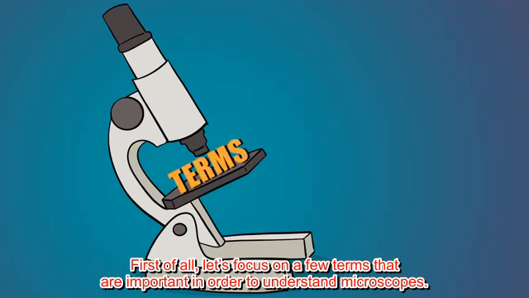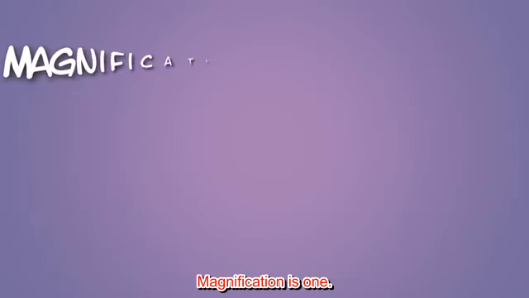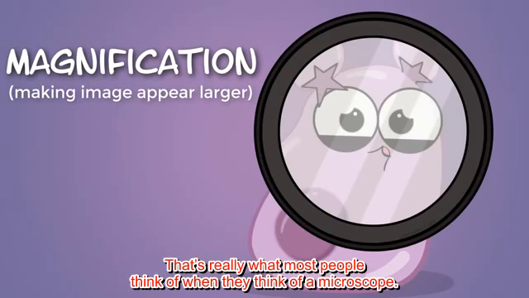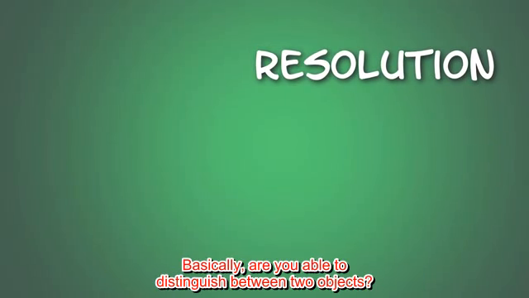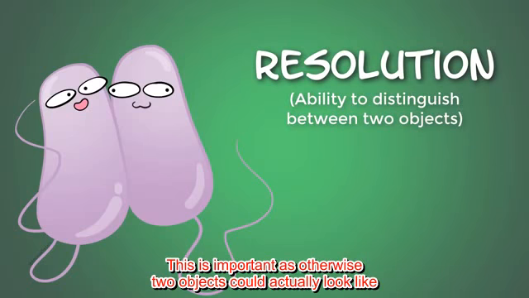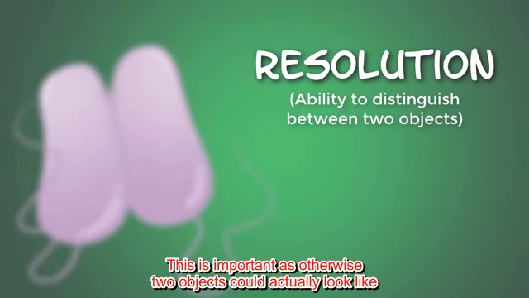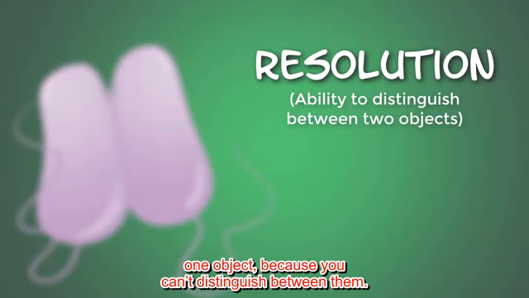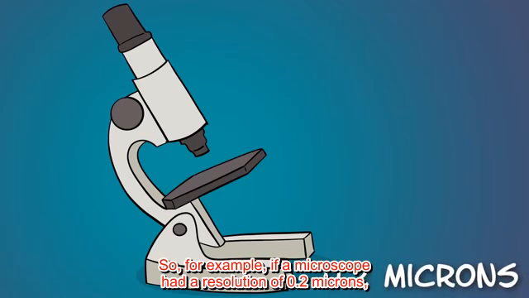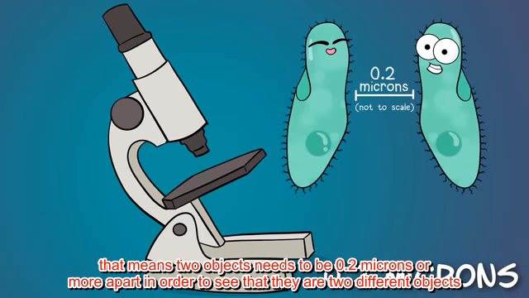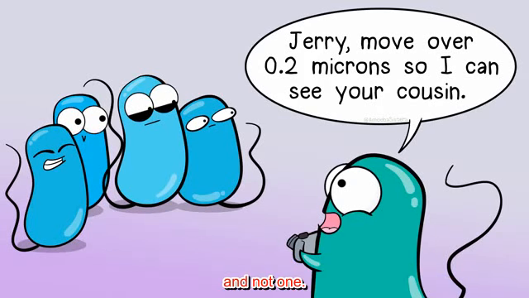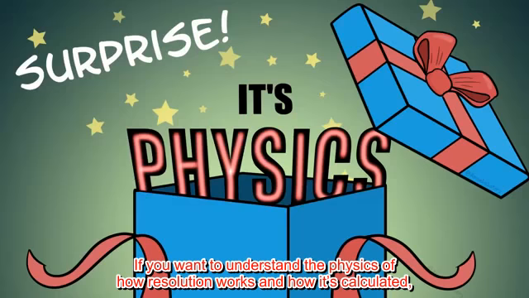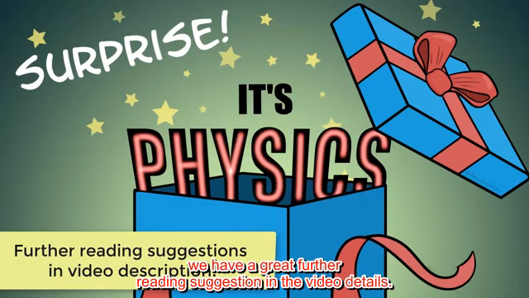First of all, let's focus on a few terms that are important in order to understand microscopes. Magnification is one. That's really what most people think of when they think of a microscope. And we're going to talk more about that in a moment. But another term that is important is resolution. Basically, are you able to distinguish between two objects? This is important as otherwise two objects could actually look like one object because you can't distinguish between them. So for example, if a microscope had a resolution of 0.2 microns, then that means two objects need to be 0.2 microns or more apart in order to see that they are two different objects and not one. If you want to understand the physics of how resolution works and how it's calculated, we have a great further reading suggestion in the video details.